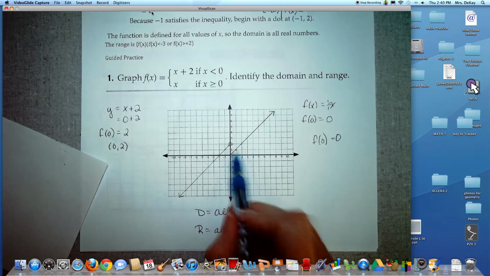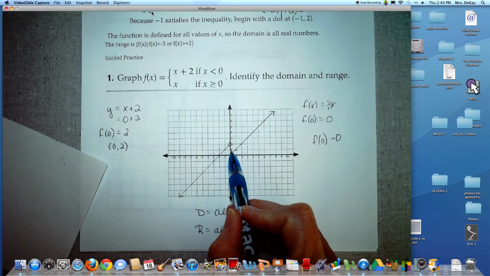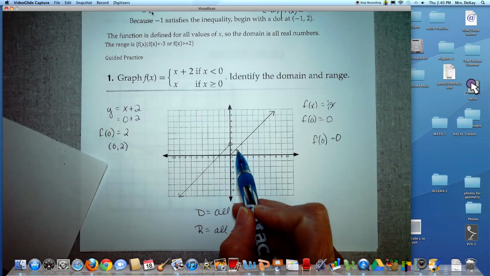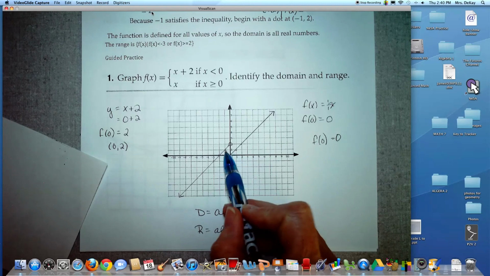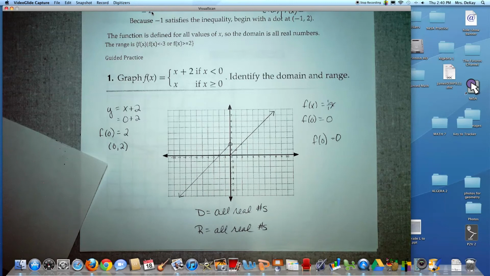Wait, at 1, y is either... Yes, when y is 1, x is either -1 or 1. So I'm kind of confused there. Oh, okay, so that's why there's no gaps, because they kind of run beside each other.